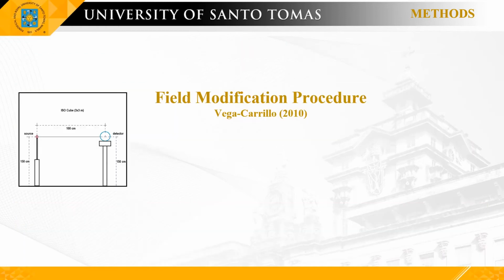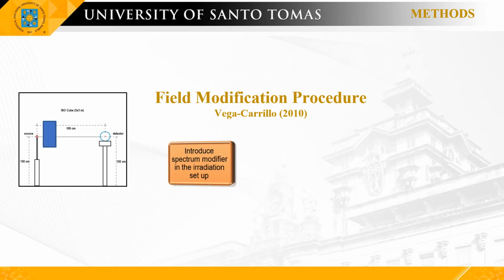The field modification setup follows the ISO cube, 3 by 3 meters, with 1 meter source-detector distance and 1.5 meter distance from the walls and the floor. The modifier is placed 20 centimeters away from the source. The picture on the left side shows you how the setup is done.